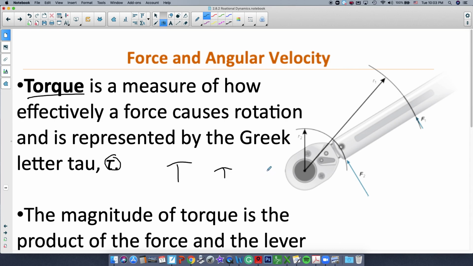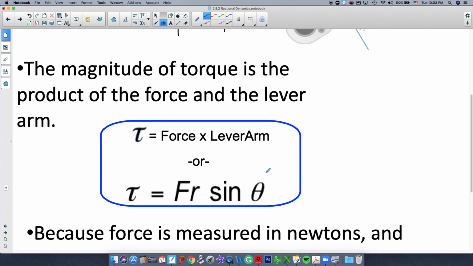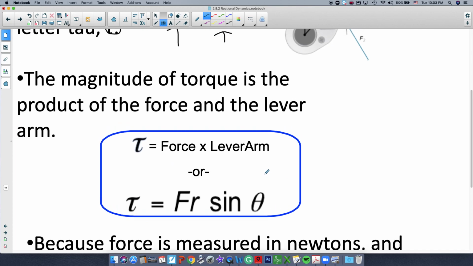It's in mechanics all over the place. Okay, so here is our equation for torque. The magnitude of torque is the product of the force and the lever arm. This one here is the most basic equation. That's just, this would be if I push on something at a 90-degree angle perpendicular to that lever arm. So whatever the force is times whatever that lever arm is.